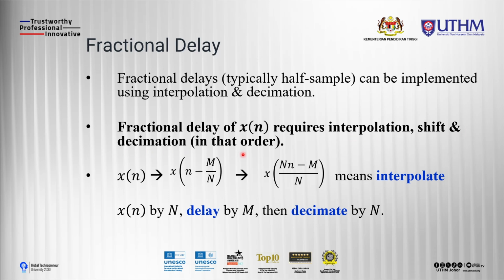Interpolation means you interpolate the signal by a factor n. This interpolation increases the number of samples. For the delay, you delay the signal by m samples at the higher rate. And for the decimation, you decimate by n, and this returns to the original sampling rate.